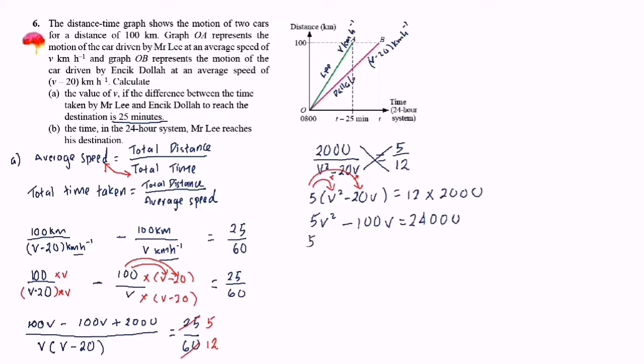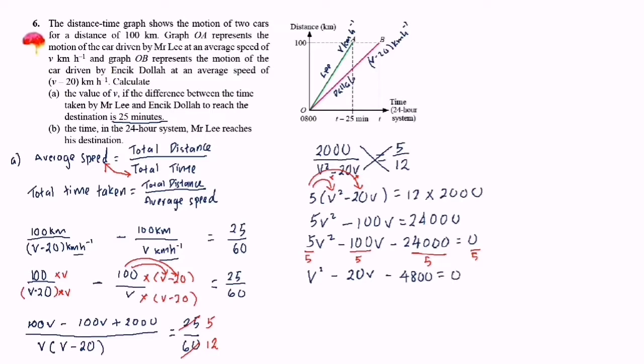So this part, 5v squared minus 100v minus 24,000 equals 0. If the quadratic equation, you can simplify it, you need to simplify it. So all can divide it by 5. So you will get v squared minus 20v minus 4,800 equals 0.